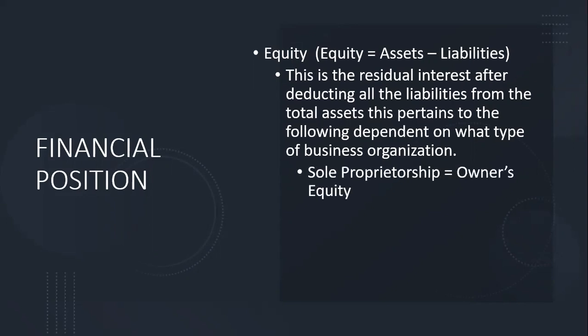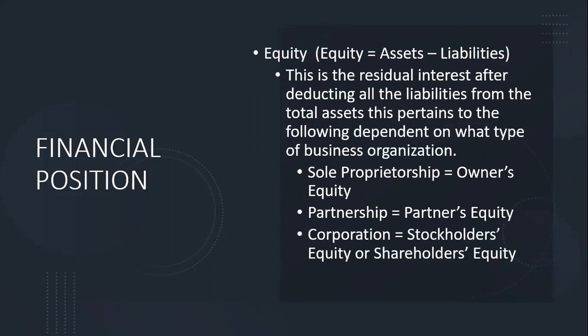In a sole proprietorship, it is called owner's equity. In a partnership, it is also called partners' equity. In a corporation, it is considered stockholders' equity or shareholders' equity. And in cooperatives, it is considered members' equity. So that is the composition or the elements of financial position: assets, liabilities, and equity.